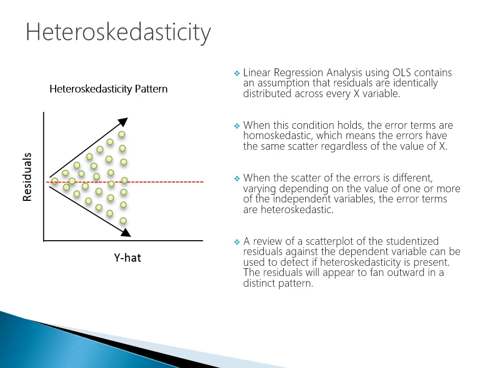A review of a scatter plot of the studentized residuals against the dependent variable can be used to detect if heteroscedasticity is present. The residuals will appear to fan outward in a distinct pattern. And the graph that I'm showing on the left-hand side is showing this distinct fanning out pattern of the residuals. And this is a telltale sign that you have heteroscedasticity.